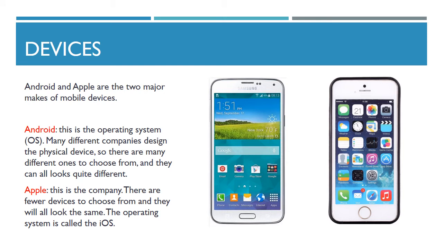The two main brands of mobile devices are Android and Apple. Android refers to the operating system, or OS, and there are many different companies that design the physical part of an Android device, and there tend to be many differences between company designs. Samsung and Google are two of the more popular Android phones. Apple refers to the company itself, so there are fewer devices compared to Android, and they all have the same general design. Apple devices use an operating system called the iOS.